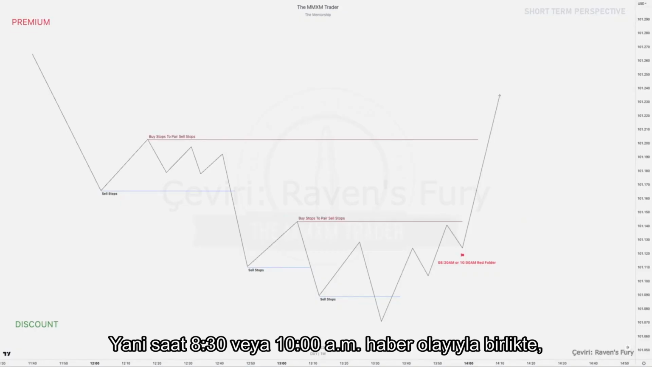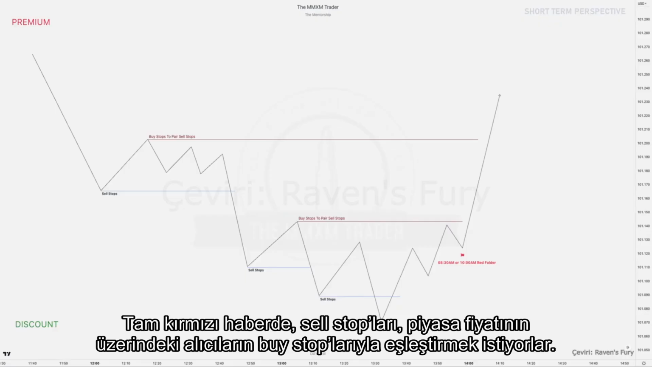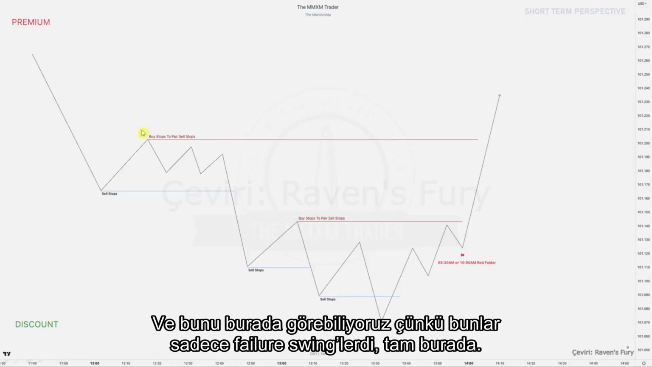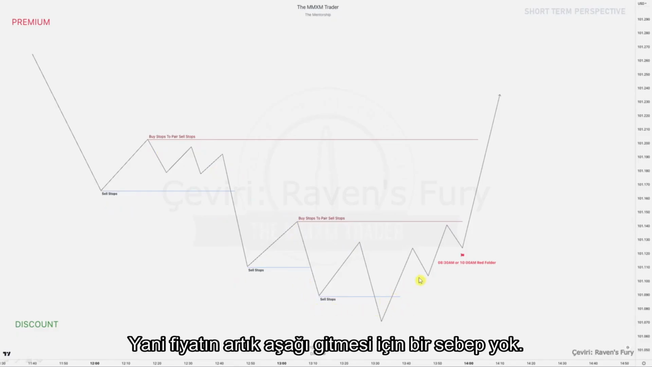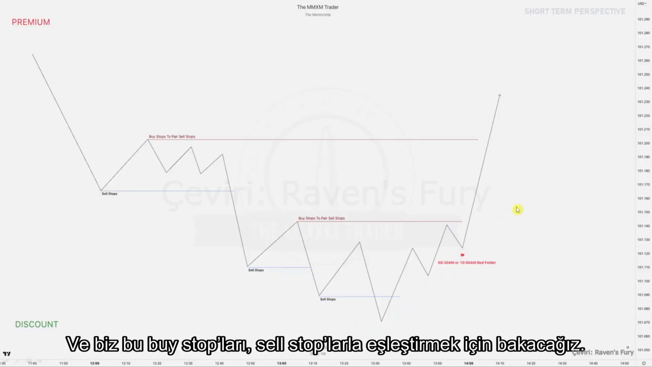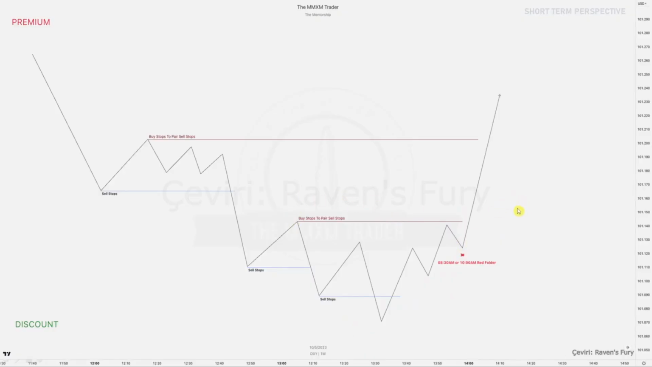So with that news event coming up at 8:30 or 10 a.m., right, at red folder, they want to pair up their sell stops with the buy stops from willing buyers above market price, and we can see that over here, because those were those failure swings, right? Over here, also those failure swings. And remember, all those sell stops have been liquidated already, right? So price has no business to go down anymore, and we're going to look for those buy stops to pair up the sell stops.